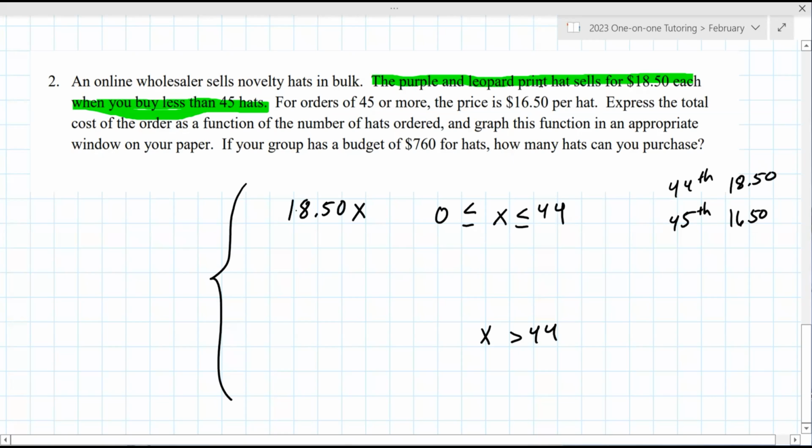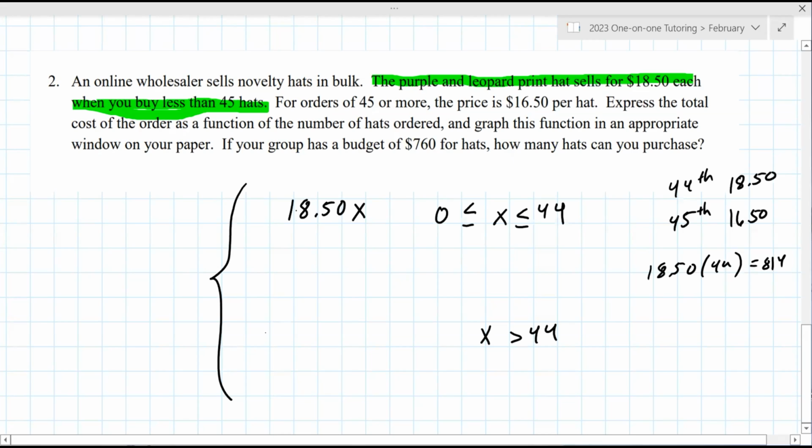Because it's a little awkward. It's like, well, are they all 1650 or just the newer ones? And I tend to overthink these things because I look at them from a lot of angles. But anyway, let's figure out what 1850 times 44 is, because that will give you how much you're paying for the first 44 hats. That's $814.